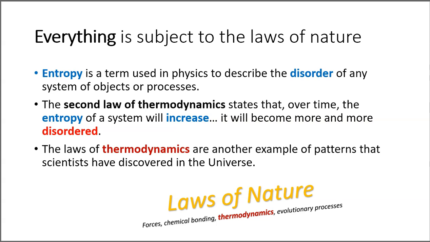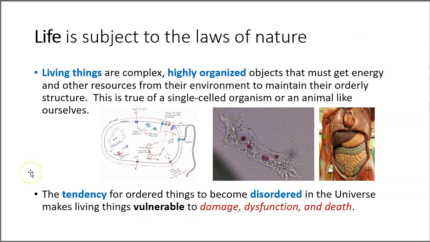Now, physicists have a way of capturing this process that we see all around us every day, and it's called entropy. Entropy is a term used in physics to describe the disorder of any system of objects or processes. The second law of thermodynamics states that over time, the entropy of a system will increase. It will become more and more disordered. The laws of thermodynamics are another example of patterns that scientists have discovered in our universe. Now, life is also subject to the laws of nature.